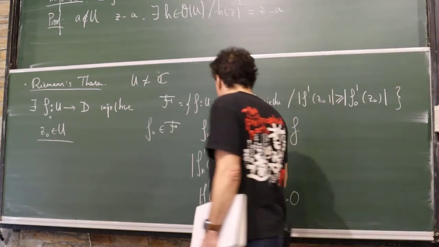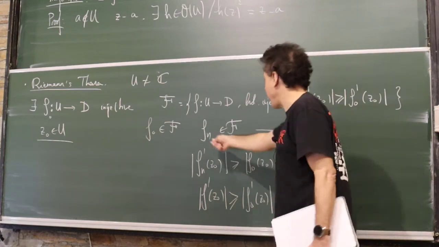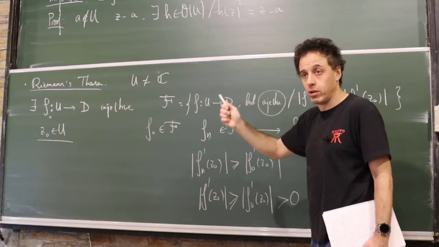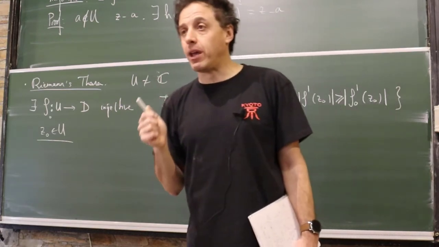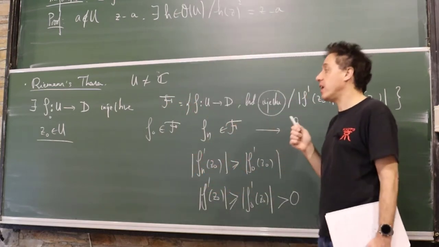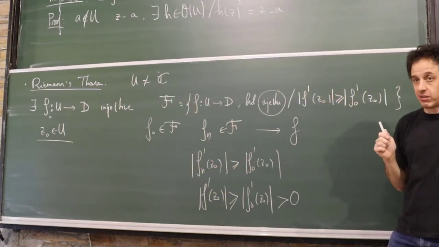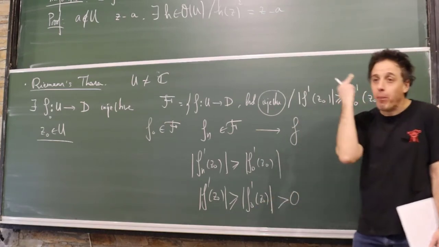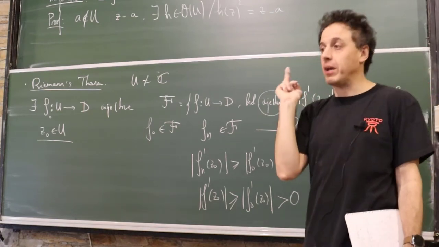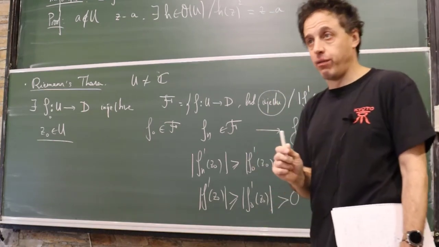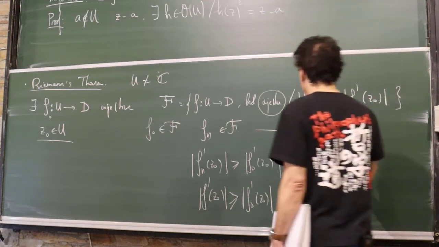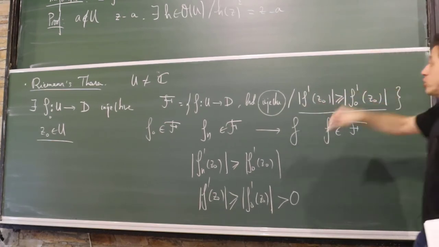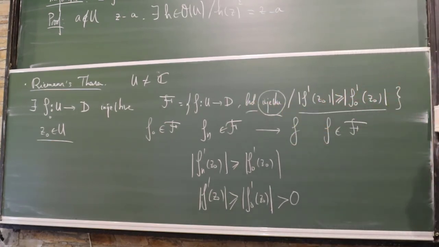Moreover, you have f_n, a sequence of injective functions in a domain. The limit is itself either injective or a constant. But it cannot be a constant, because at least at one point the derivative is not zero. So the limit f is injective. So f belongs to F. It verifies these properties: it is holomorphic and it is injective. So F is compact.